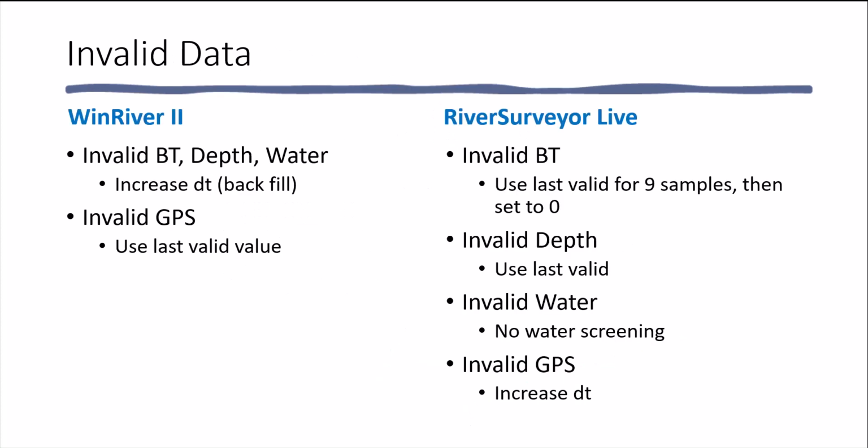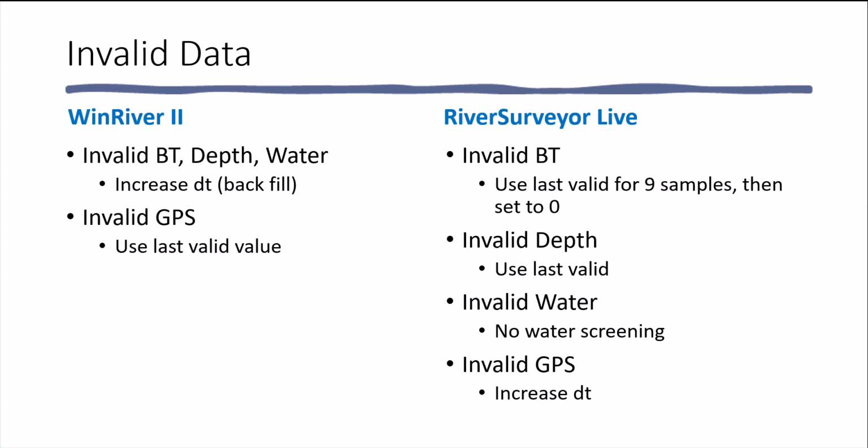Perhaps the most interesting difference between the manufacturers' software is how it handles invalid data. For TRDI, if the bottom track, depth, or water track is invalid, the entire ensemble is marked invalid, and the time between ensembles is extended to the next valid ensemble. Essentially, this is backfilling using all the data from the next valid ensemble. If GPS is invalid, the last valid boat velocity from GPS is used indefinitely until a new valid GPS boat velocity is obtained.